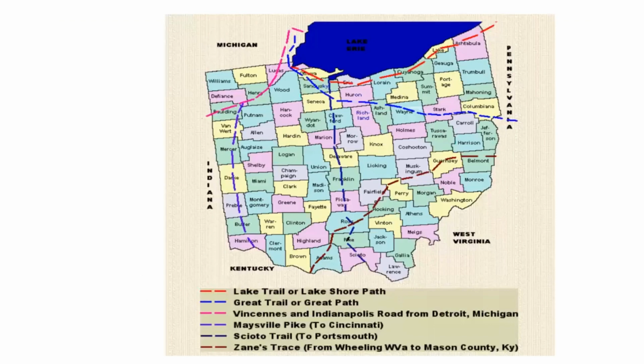Here's all the places in what became Ohio, seeing the Lake Trail Path in red, the Great Trail or the Great Path, the Maysville Pike, and so on. So you can get a good idea. If, for instance, I know that my family was up in Putnam County and Hancock County, there are a couple of ways they might have made it there, but I can kind of look and say, they were coming from the Pennsylvania area. So this gives me an idea of what I should be looking for and where I should be looking for some of those records.